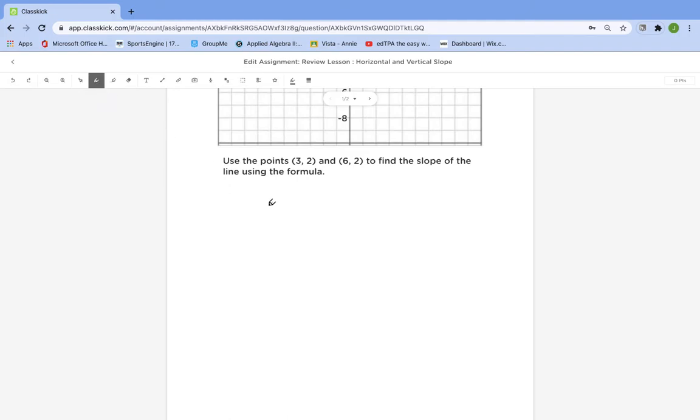So let's remember that our y2 is this one and our y1 is this one. We look at our second point and look at the y-coordinate, then the first point, and look at our y-coordinate. So y2, which is 2, minus y1, which is also 2, divided by x2, which is 6, minus x1, which is 3. And now let's go ahead and simplify. So we have 0 on the top, divided by 6 minus 3, 3.